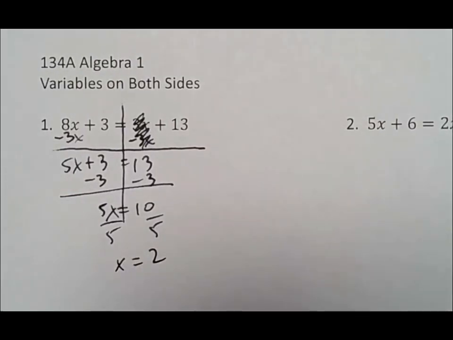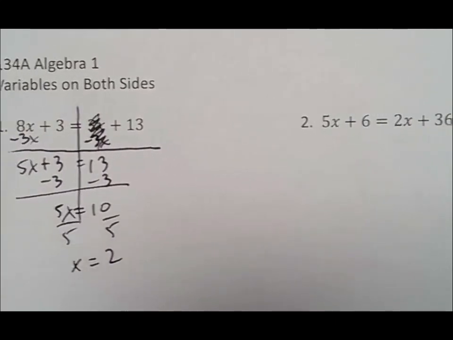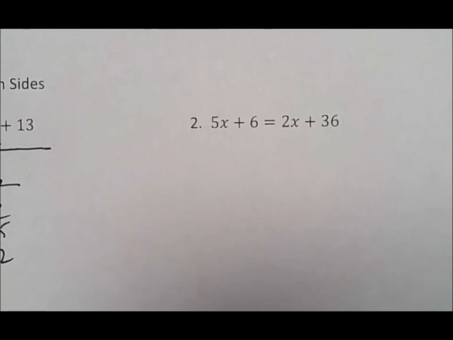So like I said, that's all that there is. Move the smaller x over, and then from there, do what you've already taught yourself how to do, which is to solve the problem with the variable on one side. So again, copy this down. That's how you get your credit.